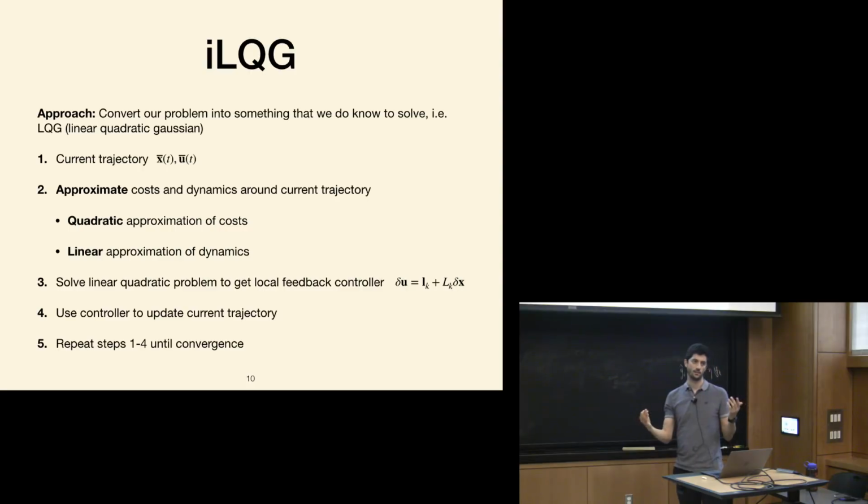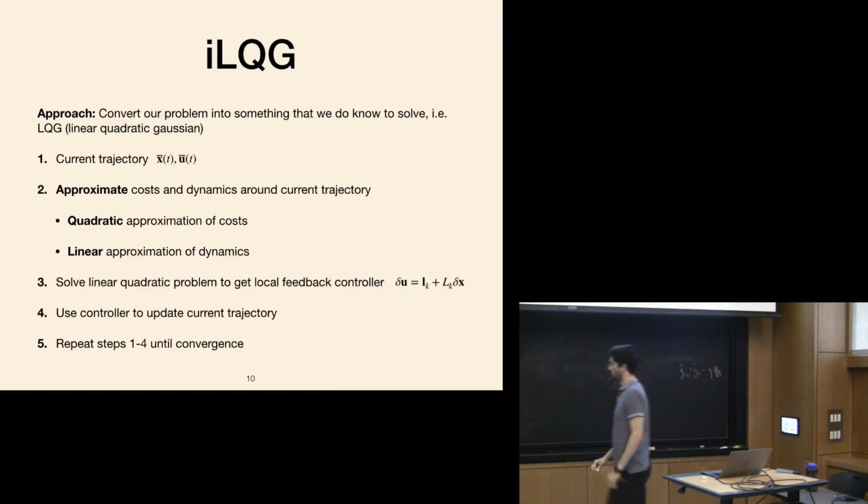So that isn't the end of the story. If our dynamics really were linear and the costs really were quadratic, that would be the end of the story. But we did this approximation to get into that setting, so that's not going to be valid globally. So what we're going to do is take that controller, apply it from where x bar started, and we'll get a new x bar. And then we'll redo this procedure.